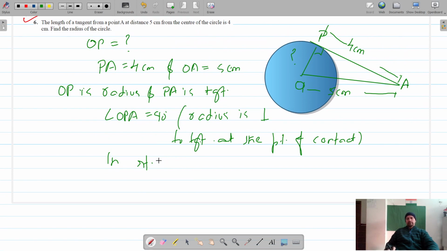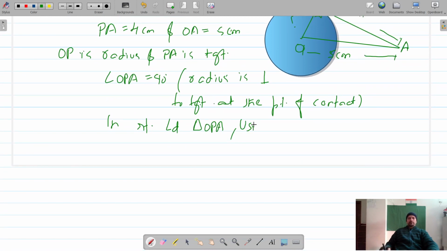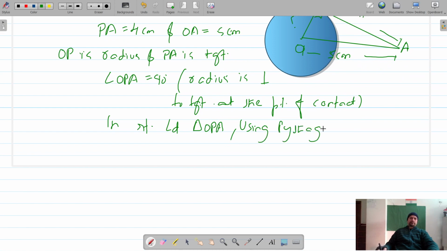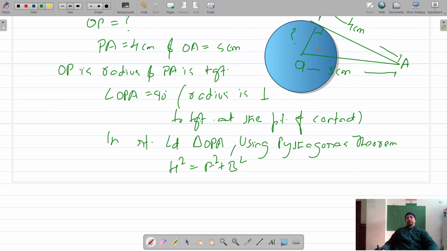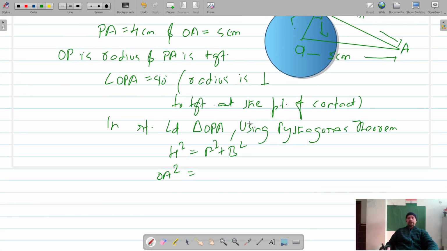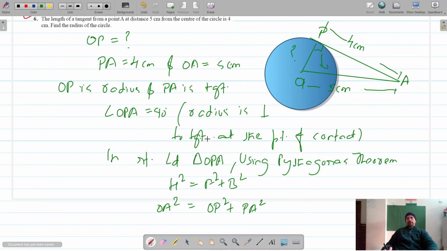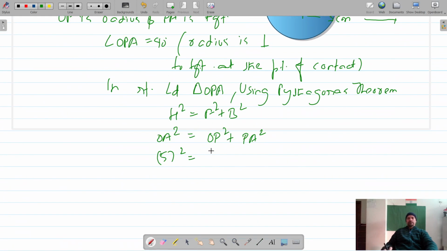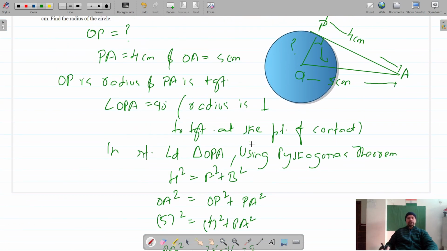So we will use the Pythagoras theorem in this right angle triangle. So in this right angle triangle OPA, which is right angled at P, if we use the Pythagoras theorem, it says hypotenuse square is equal to perpendicular square plus base square, and this hypotenuse is OA. So this is OA square, and the perpendicular is OP square plus base is PA square. So OA is 5, so it's 5 square, and OP is 4, so it's 4 square, PA square. So this gives me PA square is 25 minus 16, that's 9. So PA is root of 9, so that gives me 3 centimeters. So PA is 3 centimeter.